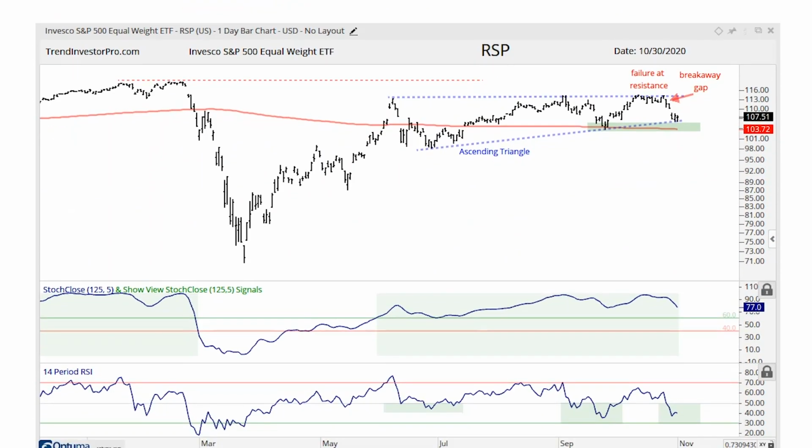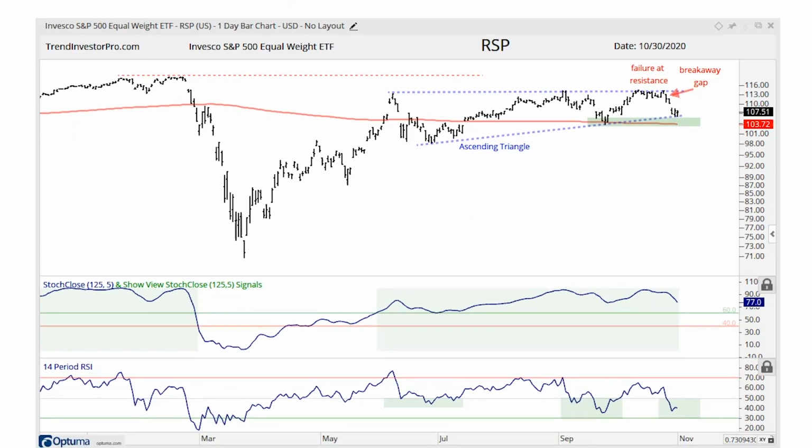And then we were looking at RSP, the equal weight S&P 500 ETF. And we did have a failure at resistance and a breakaway gap, but bigger picture was an ascending triangle, which is a bullish continuation pattern. And we're also seeing that in the HYG, the junk bond ETF.